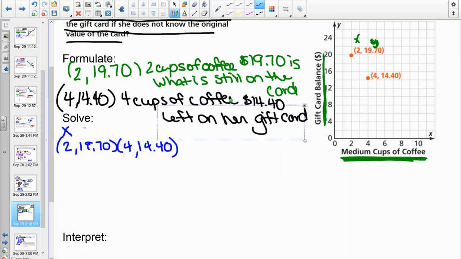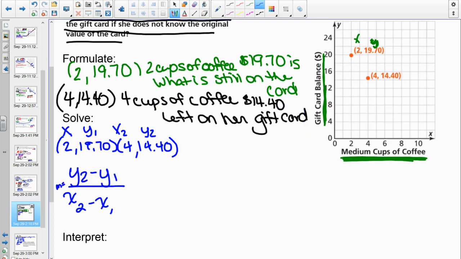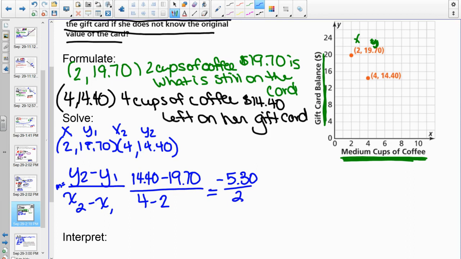This is x1, this is y1, this is x2, this is y2. Remember, it's y2 minus y1 over x2 minus x1. This is to find our slope, so I'll write m equals. Our y2 is 14.40, and I'm going to take away 19.70. On the bottom, my x2 is 4, and I'm going to take away 2. My result is negative 5.30 for 2 cups of coffee. I'm going to reduce that down, and I get negative 2.65 over 1.